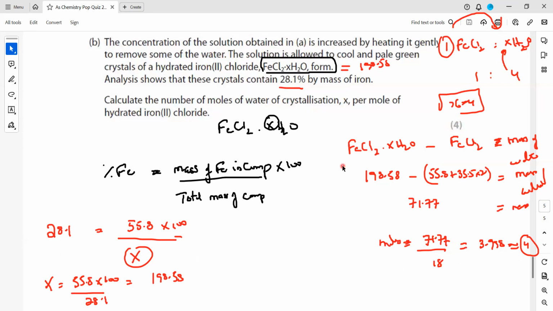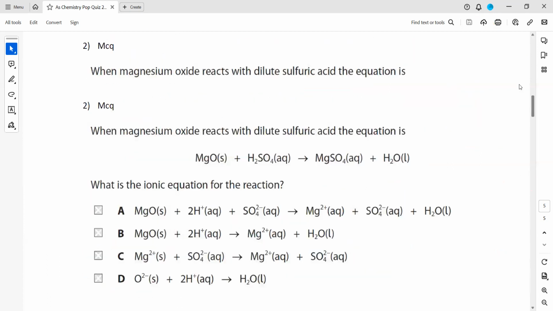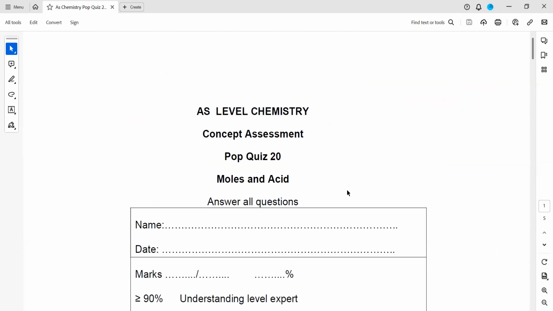Is it clear? How we work out the moles? Anyone having a doubt or a question?